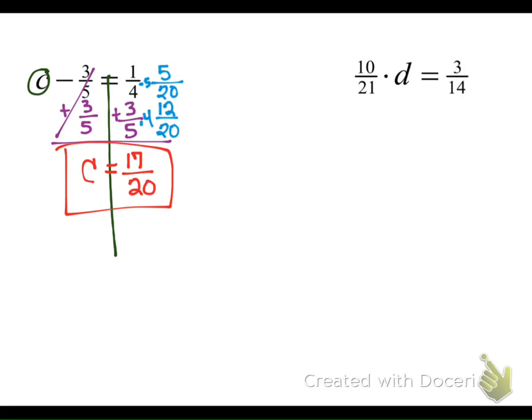If you guys showed me that extra work on your quiz on Friday, you earned some extra credit points. All right, let's take a look at the next one. 10 over 21 times D equals 3 over 14.